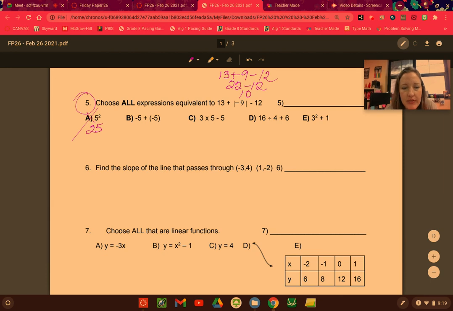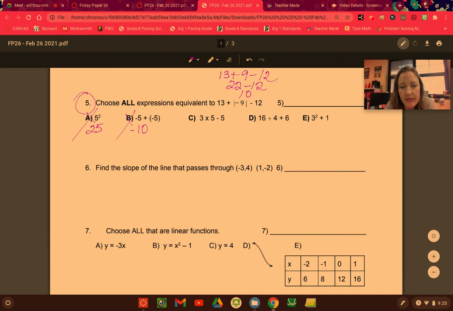Negative 5 plus negative 5, what does that equal? I owe you $5, and then I owe you another $5. So now, yeah, thank you, Jacob. Now I owe you $10, so that is not equal to 10. How about the next one?